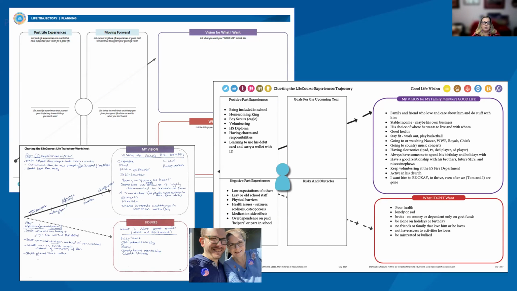And so I'll just show you a couple of examples here. One is what we call a family perspective trajectory that we did for Ben. So it's not his words, it's our words of what we think he wants or what we want for him and our reflection on his past experiences. And then we also use the trajectory to help him hire staff in his self-directed supports program.